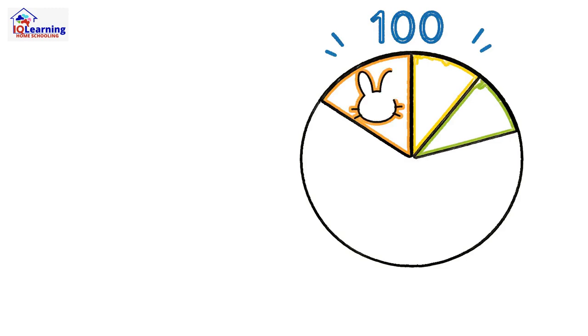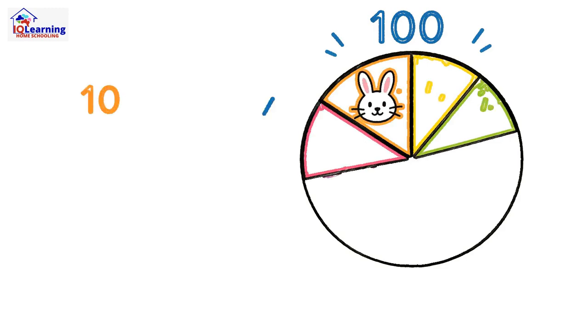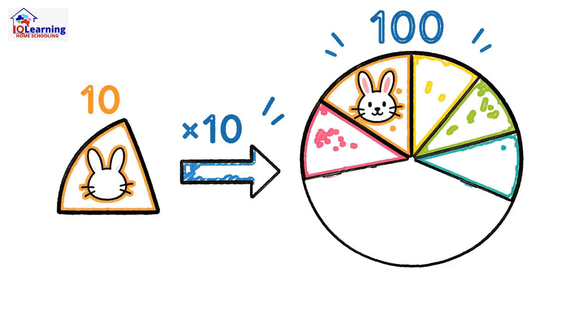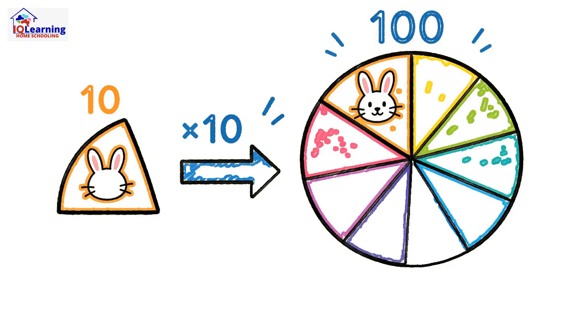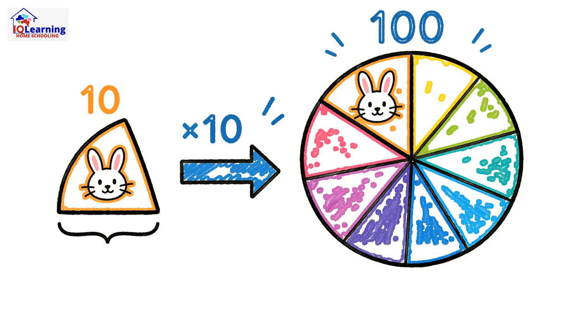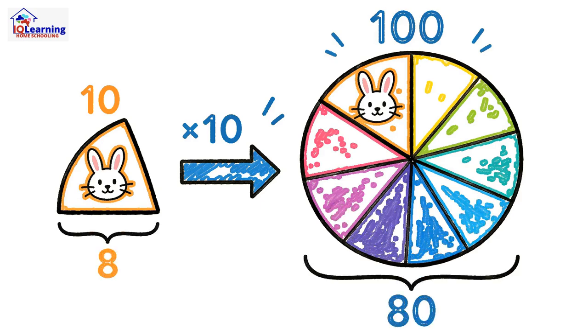Now for the clever part, working backwards. Imagine a slice labeled rabbits is 10%, and you're told it represents 8 animals. You can now figure out the total. If 10% equals 8, then the full 100% must be 10 times bigger. That's 80 pets in total. You just rebuilt the entire story from a single clue.